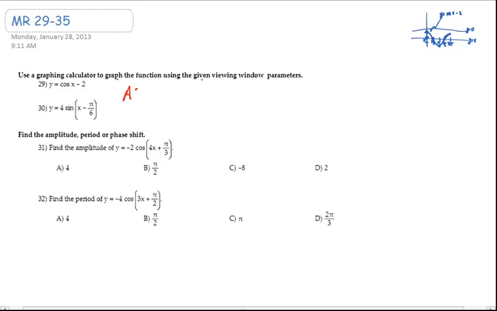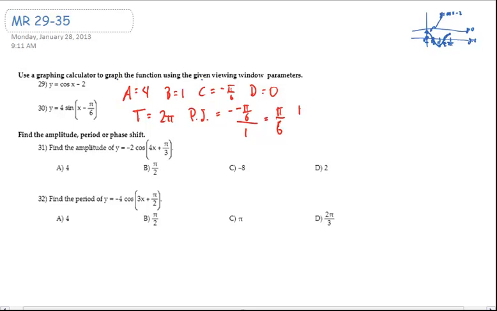So the a value on this one is 4. Amplitude is 4. Frequency is 1. The phase angle is negative pi over 6. And there's no d value. The period, because the frequency is equal to 1, is going to be 2 pi radians. And the phase shift is equal to negative pi over 6 divided by the b value of 1. So that turns out to be pi over 6.